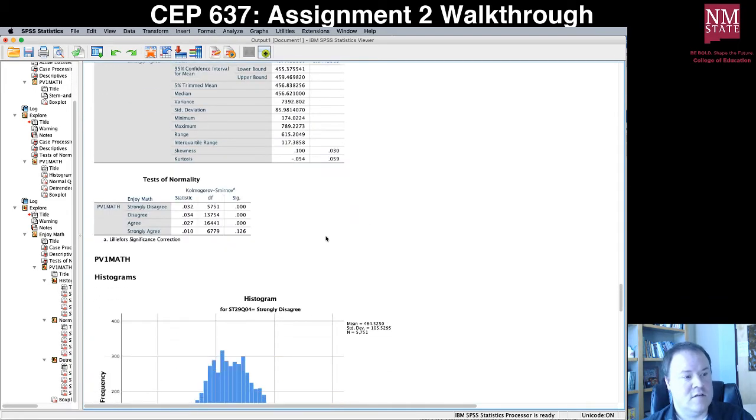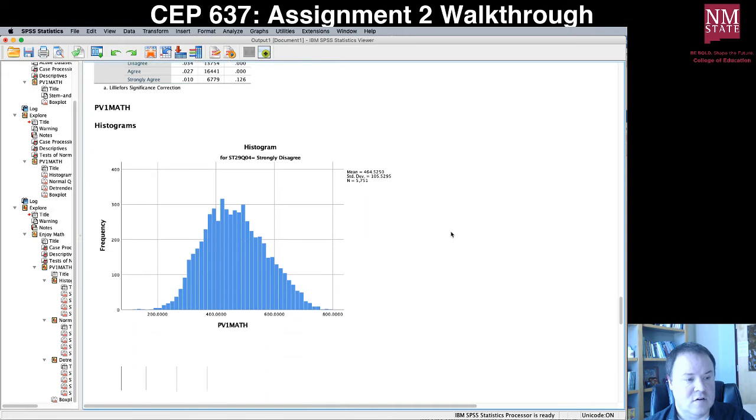Okay, tests of normality. All of them except strongly agree come out to a statistically significant difference from what would be expected to be normal. But remember, the high sample size is influencing that significant result. The strongly agree group still comes out not significant, meaning it does not vary significantly from what would be expected. But let's look at the histograms to see.